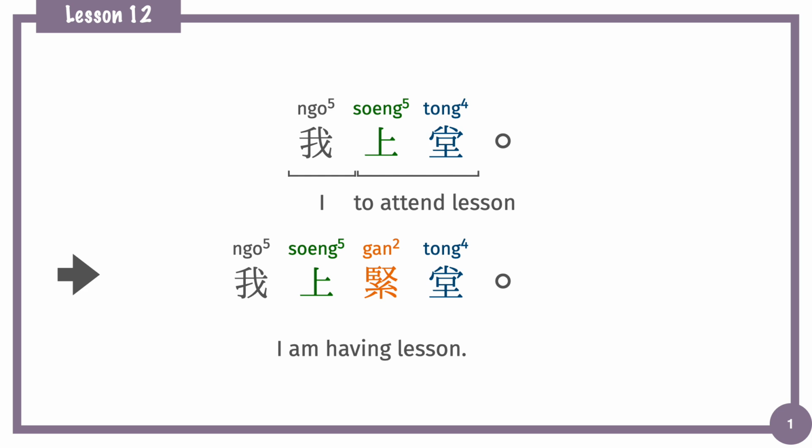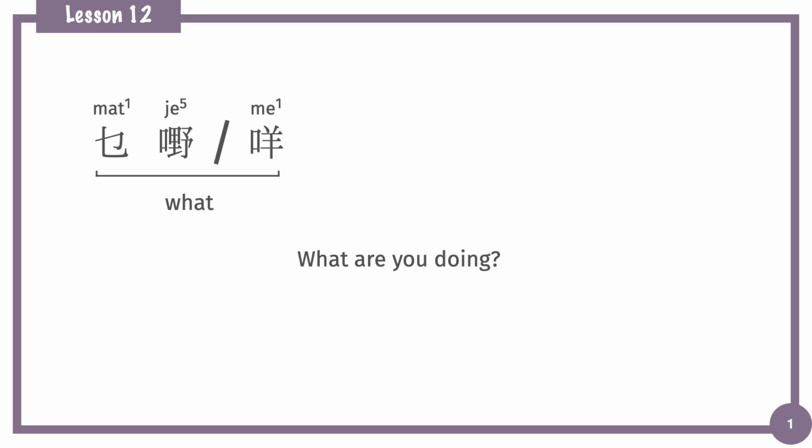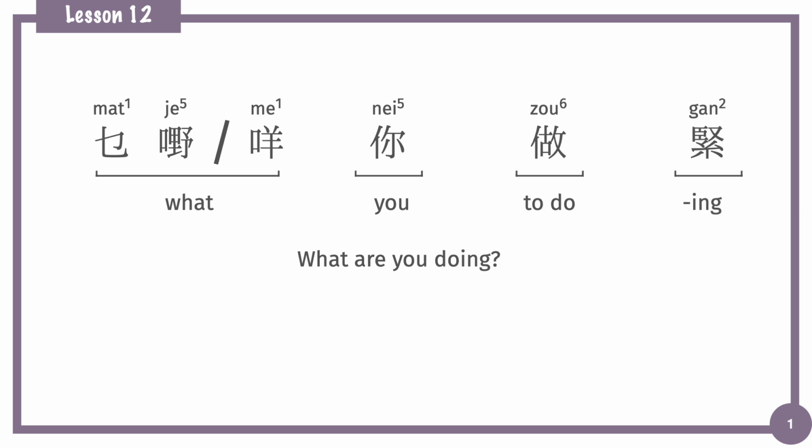Okay, now we know how to change the sentence to ongoing progress for the affirmative sentence. How about if you want to ask a question like, what are you doing? Then let's try to find out the elements in the sentence and then change it to Cantonese. First, we have what, that means 乜嘢 or 咩. Then we have you, which means 你. And then the verb to do is 做. And for the ing form, we can add 緊. Let's put it in the correct order.